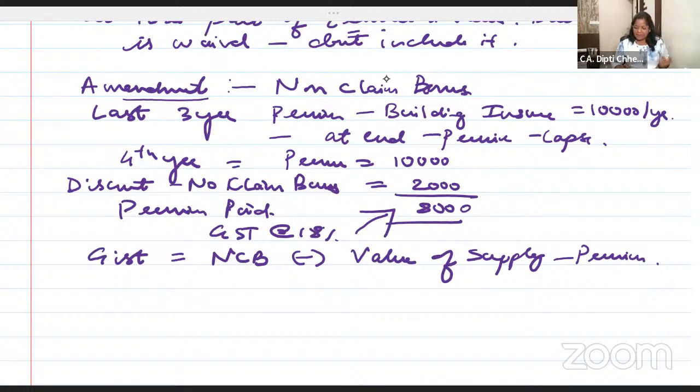Actually, amendments are separately covered, but it is linked with this chapter, no? 3 years, I paid premium to the insurance company and I did not claim anything. God's grace, nothing went wrong. Then in the 4th year, I want a discount in my premium. So the discount the insurance company is giving me in the form of no claim bonus will be reduced from my premium and GST will be charged only on 8,000. Crystal clear? Thank you. Done.